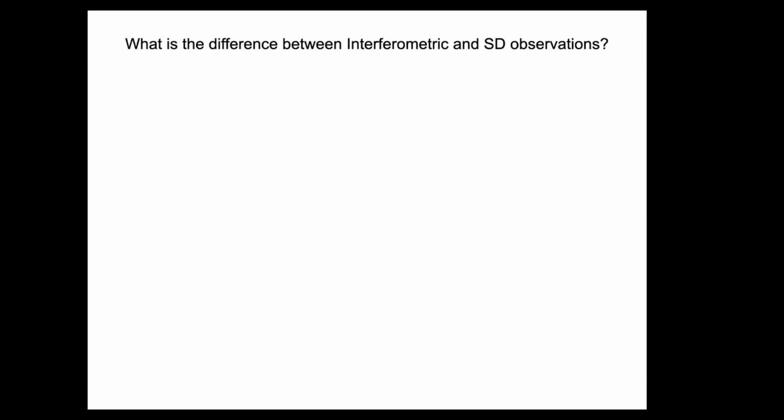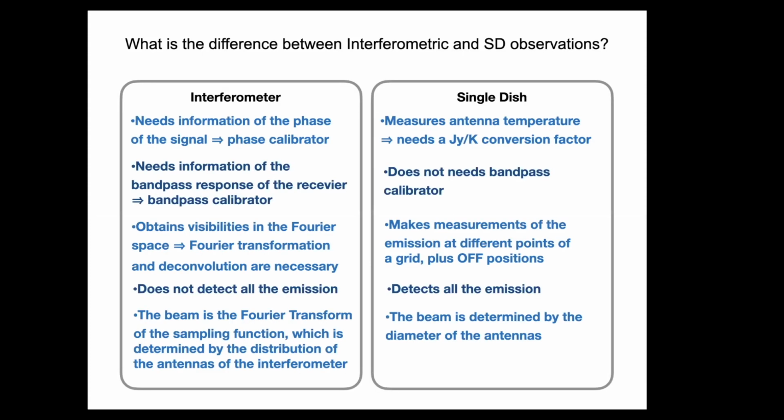So what are the differences between the interferometric observations and the single dish observations? Well, these are some of them. They're not all of them, but some relevant ones. For example, in the interferometer, one needs information of the phase of the signal coming. That's why one would need a so-called phase calibrator. And also one would need information of the bandpass response of the receiver, so one would need a bandpass calibrator.